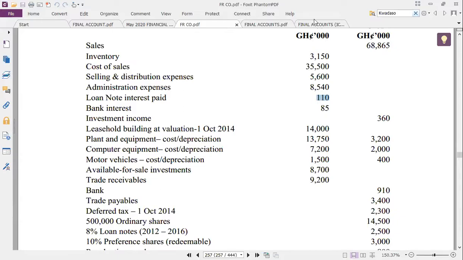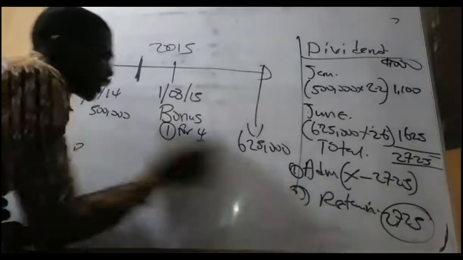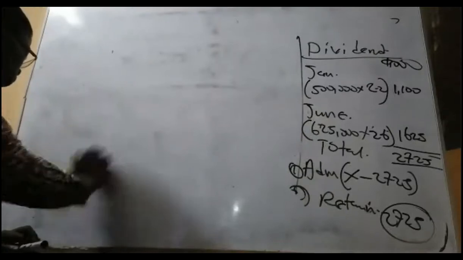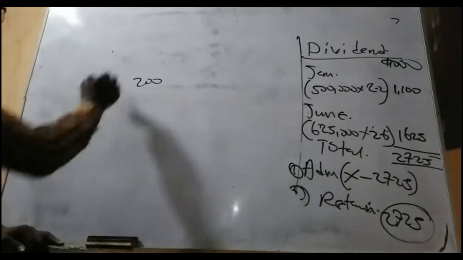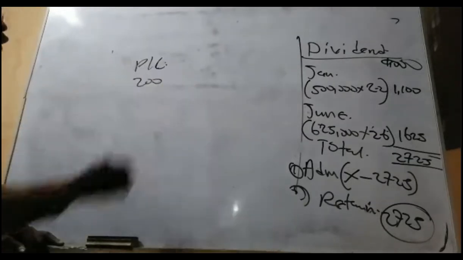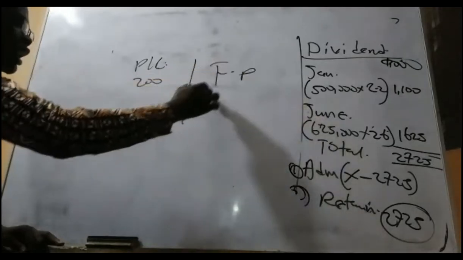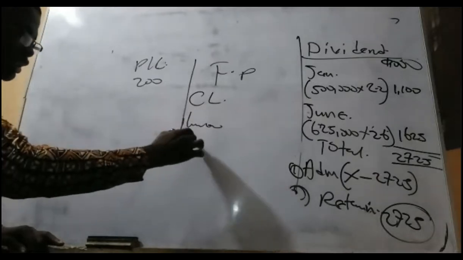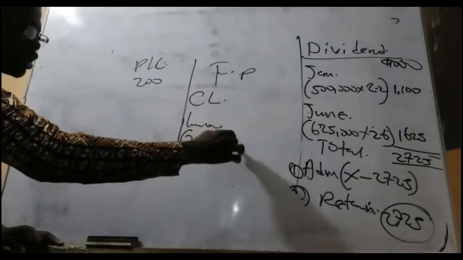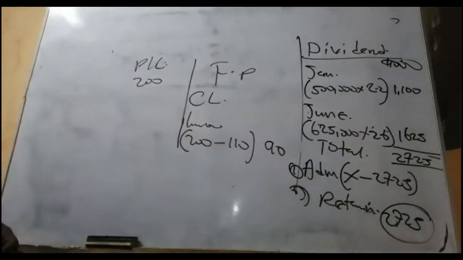So in short, in your P&L, 200 Ghana cedis must be shown as what? Finance cost. So 200 will be shown as the finance cost in your P&L. When you go to the financial position, the balance sheet, go to your current liability. Tell the examiner that loan note interest owing. Open a bracket. 200 minus what they've paid. So therefore, they are owing 90. It ends there. How we get it?